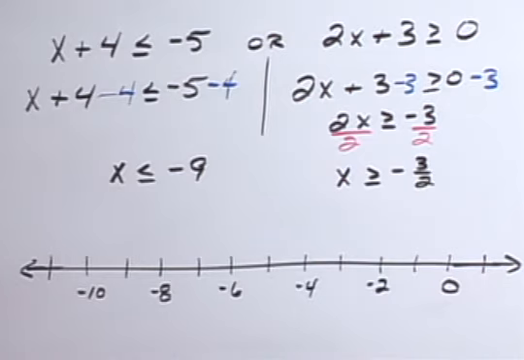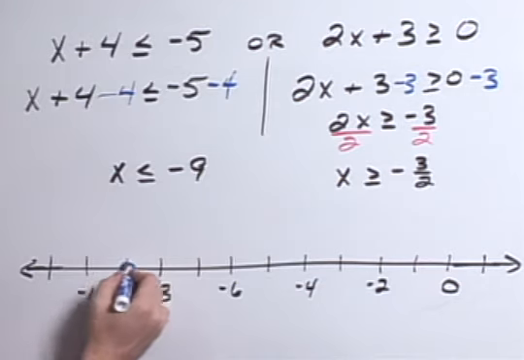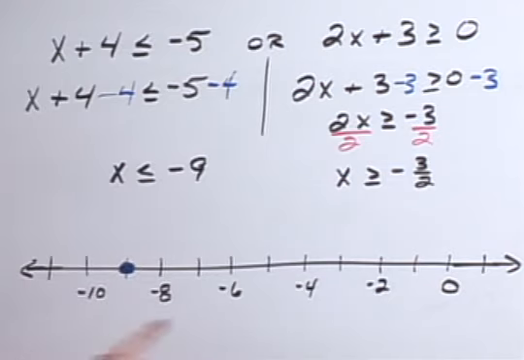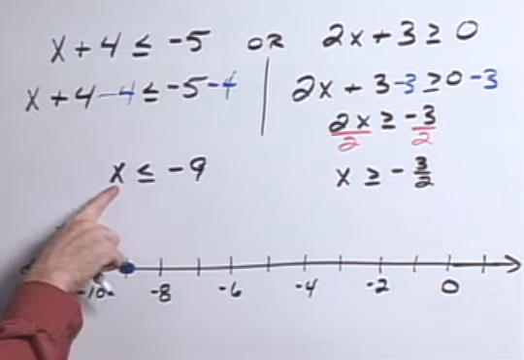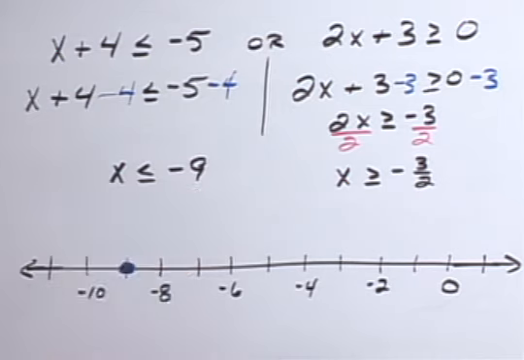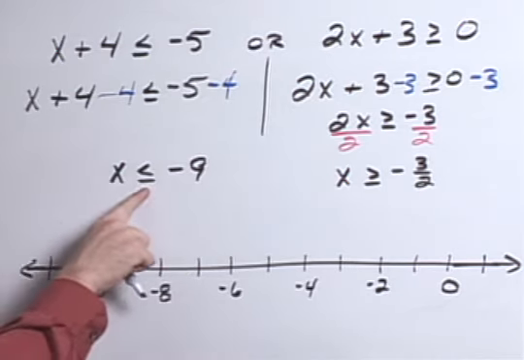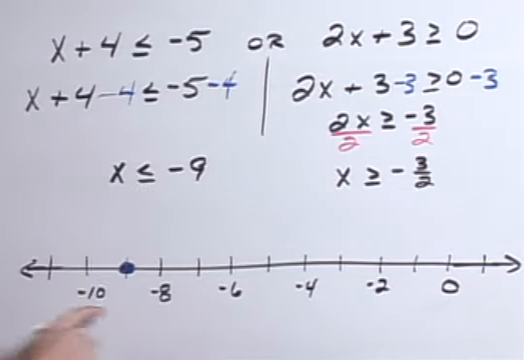When we graph this, we can first find negative 9, and we want to put a closed dot there because of our inequality sign. We have to ask ourselves which way we're going to shade. Well, we can ask ourselves, is x bigger or smaller than negative 9? Well, x is smaller than negative 9 because it's a less than or equal to, and the numbers that are less than are over here on the left.